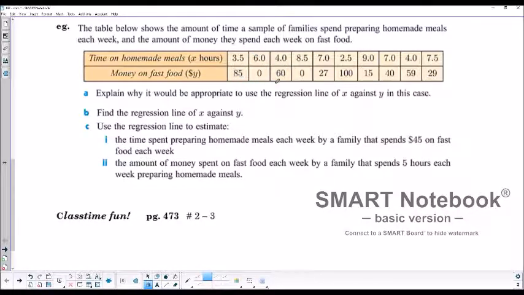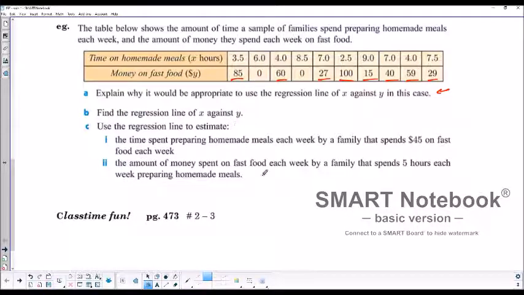Whereas the money that they spend on fast food, you get the receipt and you know, okay, I'm spending $85 on fast food that week, or $60 on fast food that week. So the amount of money that's spent on fast food is precisely known, whereas the length of time preparing homemade meals is not going to be specifically known. Okay, so that's why the regression line of x against y would be more appropriate in that case, because the dependent variable, or the response variable, is more precisely known than the independent or the explanatory variable. Okay, so we want to find the regression line of x against y.